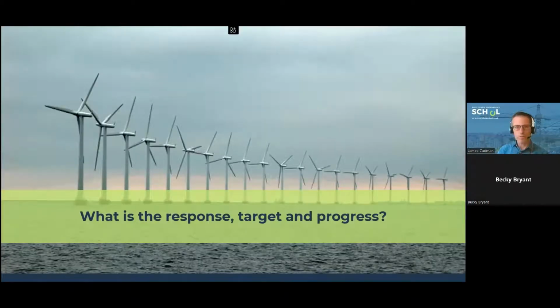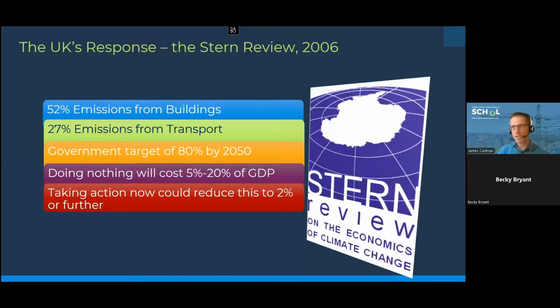So what's the response, the target and the progress so far to date? Well, let's go a little bit back in time, 16 years ago. Quite a seminal report came out called the Stern Review by Lord Stern, eminent economist, and his team looked at what we need to do as a nation, as the UK, to reduce our carbon emissions. And some of those stats on the left-hand side are the key headlines that come from it. What they're essentially saying all the way back then is that we need to reduce our emissions by about 60% from where they were then. That was rapidly revised to 80% emissions reductions.